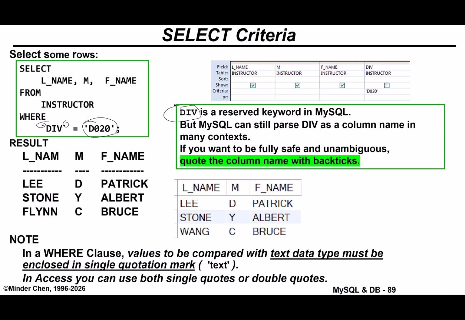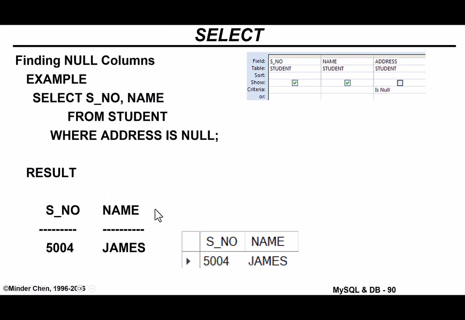I did not change it, so we have to use this backtick. Okay, that's kind of a special case. Okay, so just be aware. You can try without the backtick and see what happens. This may work in other database systems without the backtick. I know in Access it actually works because div is not a reserved word in Microsoft Access.